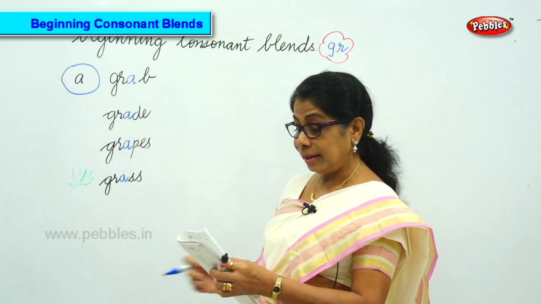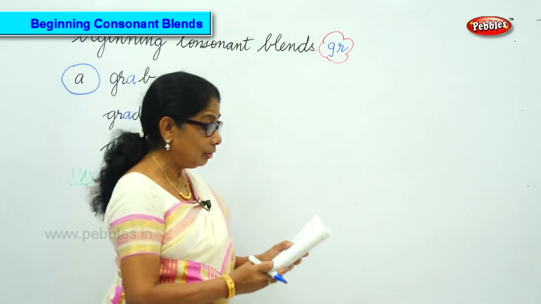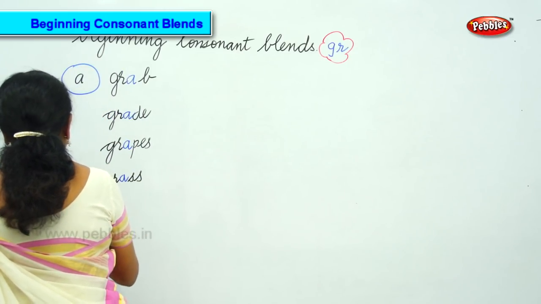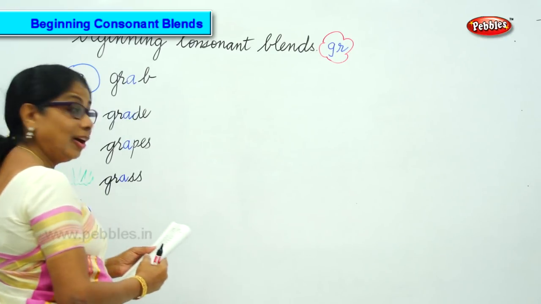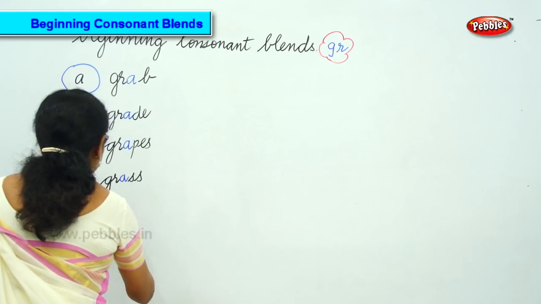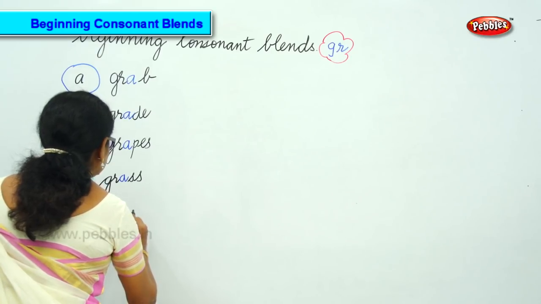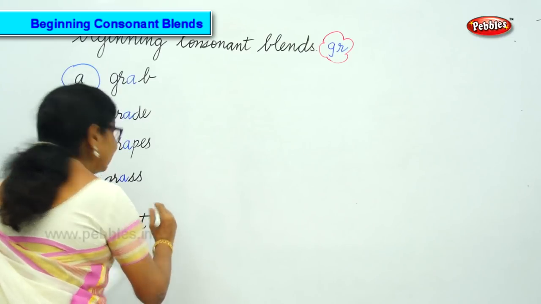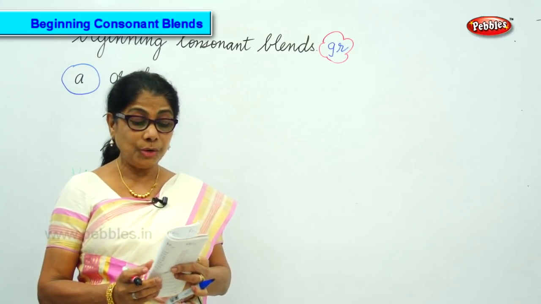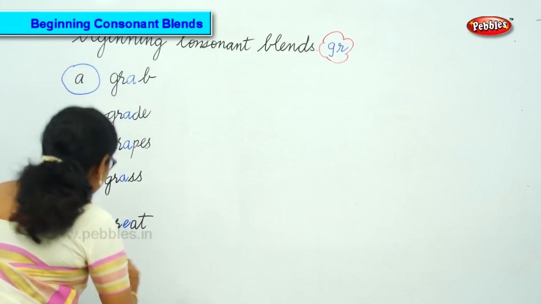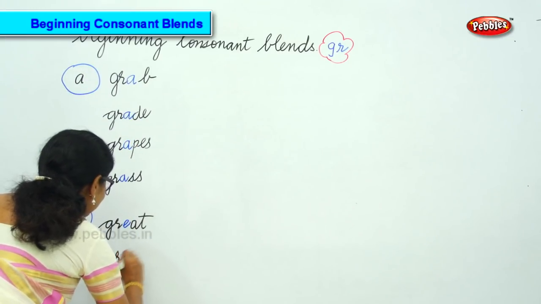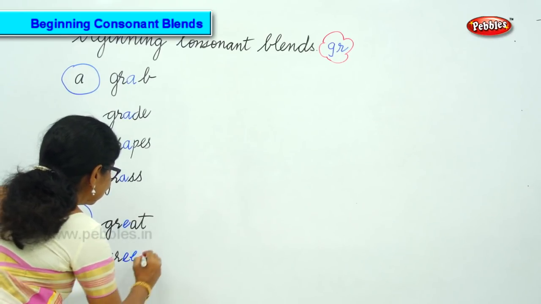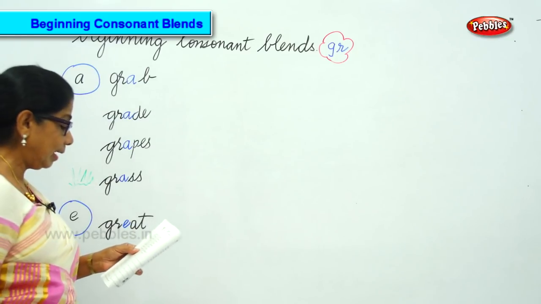Then in E, let's see, the vowel E. What do we have? You have great. Great girl, great child, great. Then you have green, okay, green. Green grass, green. All right.